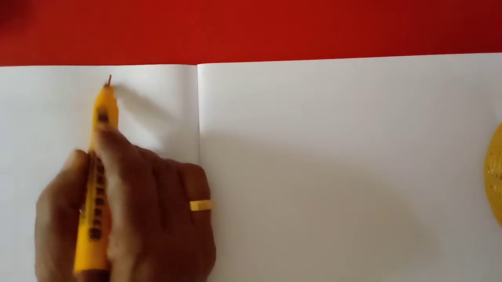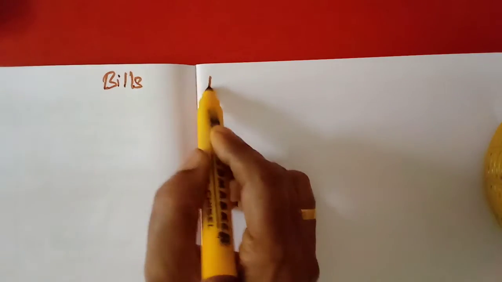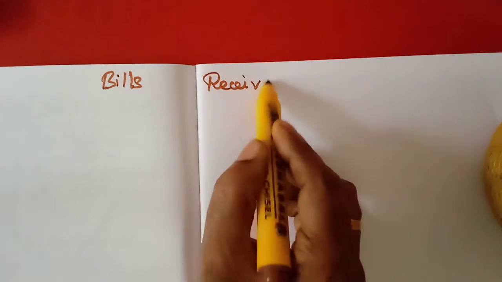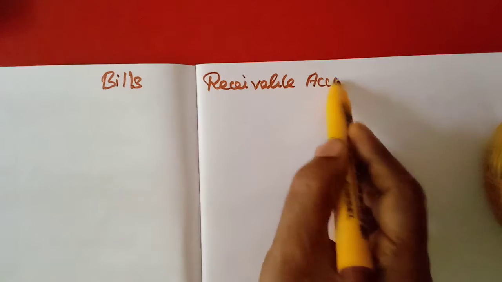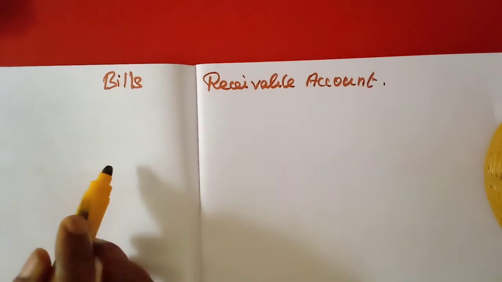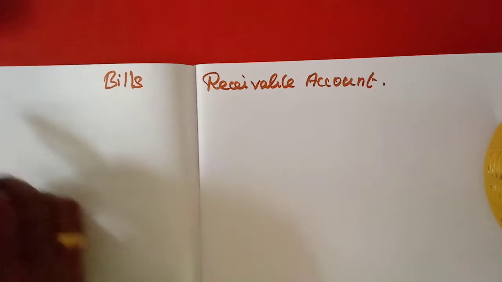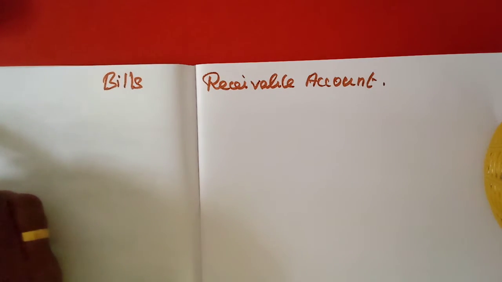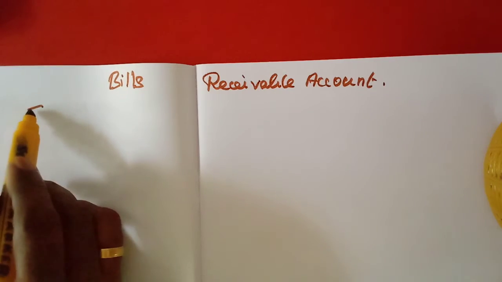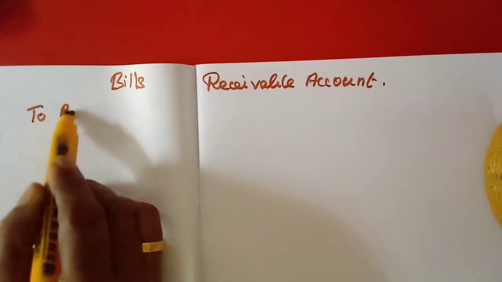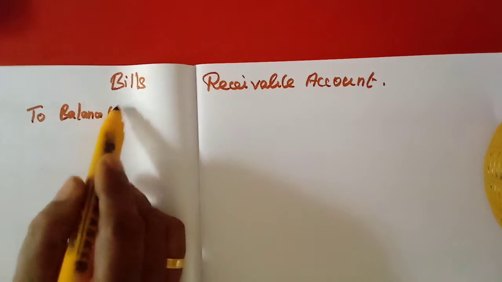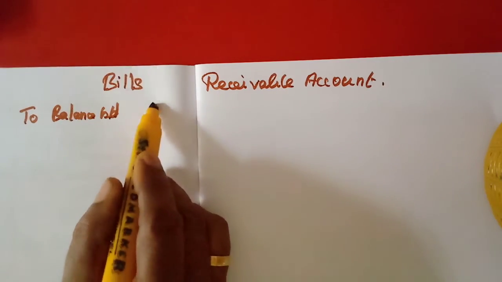Okay, first we have to prepare. First we have to write the number, isn't it? First number 13 I am writing. Now first, the bills receivable account. Bills receivable. First we should write debtors, the second one bills receivable opening. So here I will write: To balance brought down, 60,000.